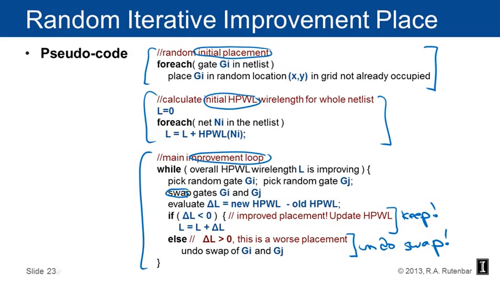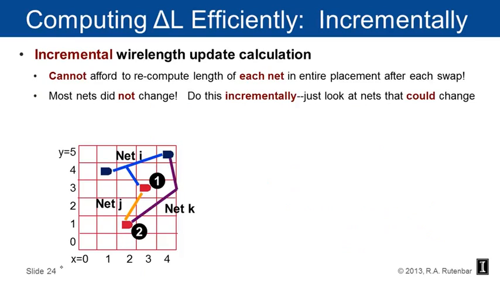And how do we do that iteration? Random gate swaps. Now, one thing I have to mention is that it is imperative that you calculate the delta L efficiently. What that means is that you have to calculate it incrementally. If you are taking two gates and exchanging them, it is extremely inefficient, and extremely stupid, to go measure again the half perimeter wire length for all 10 million wires in your layout.